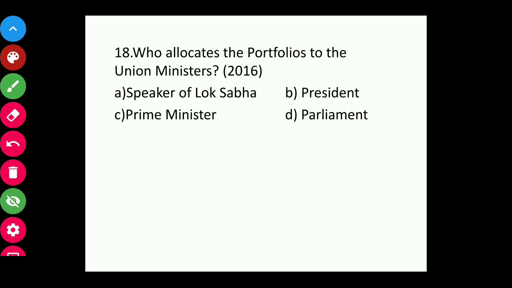Number 18. Who allocates the portfolios to the union ministers? A. Speaker of Lok Sabha, B. President, C. Prime Minister, and D. Parliament. So the answer is the Prime Minister.